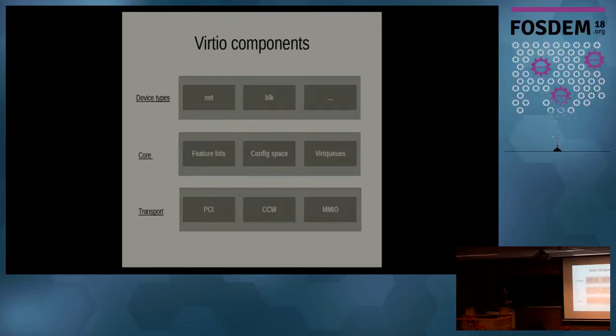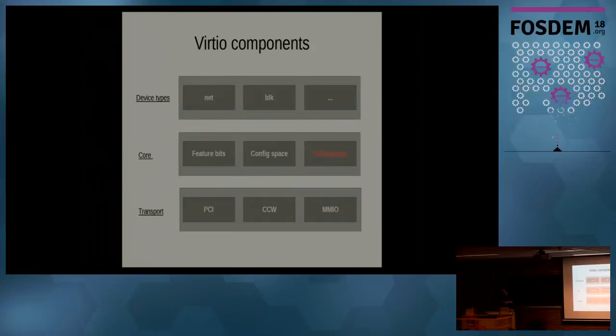Talking about the Virtio architecture, at the top you see the device-specific components. This has everything that's specific to Virtio net, block, and so on. At the bottom you have the transport-specific parts. As I said, devices can be PCI devices. They can also be CCW devices, that's for mainframes. But I want to talk about the Virtio part today.